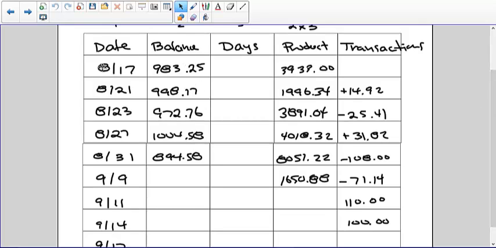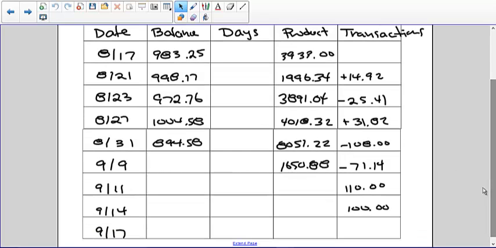So this says at August 17th, we have $983.25. And then we have a transaction on this 21st for $14.92. So we add $14.92. Here we got a refund. So we decrease the balance by $25.41. Then on the 27th, we buy something, $31.82. So we add $31.82 to this number to get that number. And then this probably is a payment. So we pay $108. So we subtract $108 from our balance. So now we're at this point.